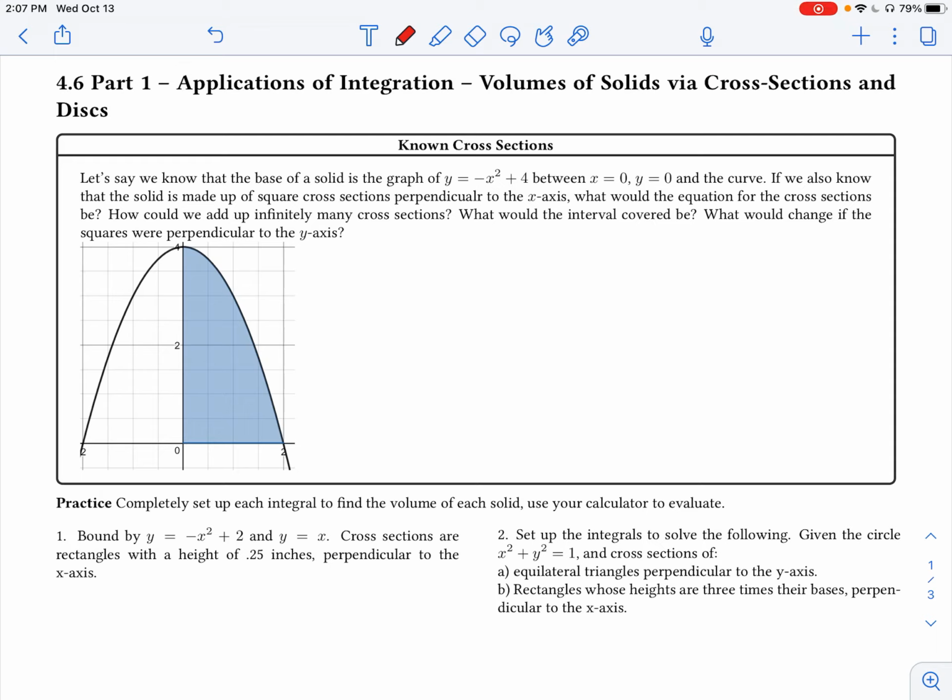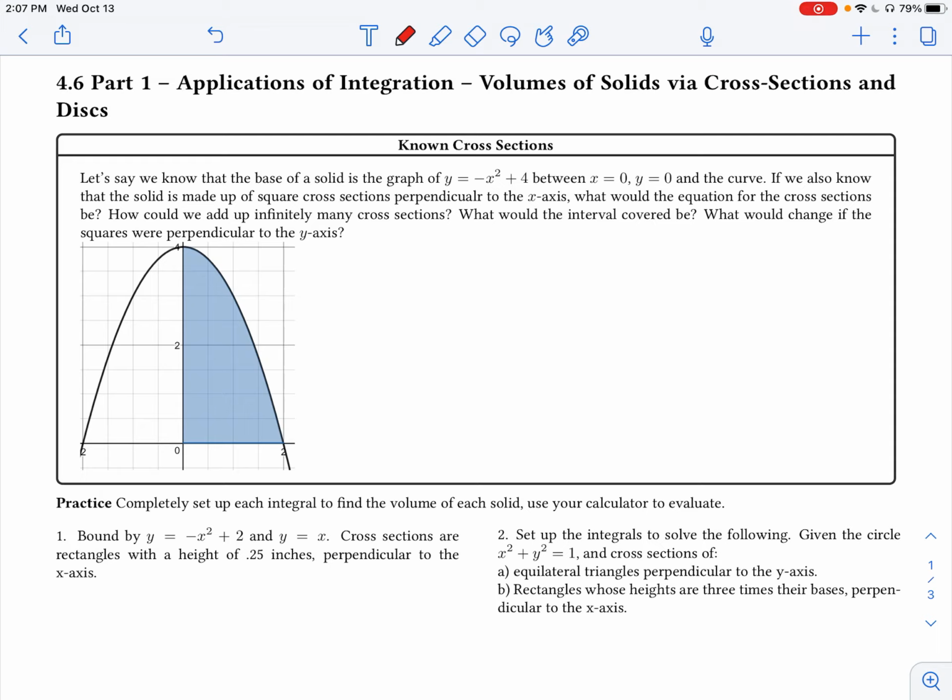and in future lessons, we'll talk about finding volumes using rotations around an axis, which is called the disk method. And then we'll also talk about the washer method when we want to take an enclosed region in between functions and rotate it about an axis. But first things first, let's talk about finding the volume of a solid using cross sections.